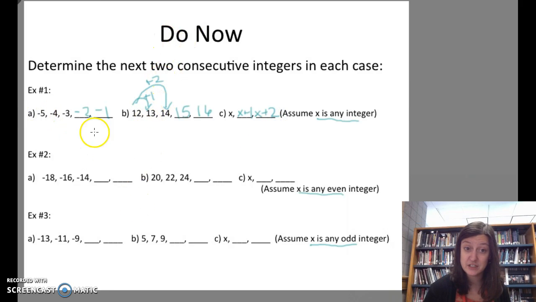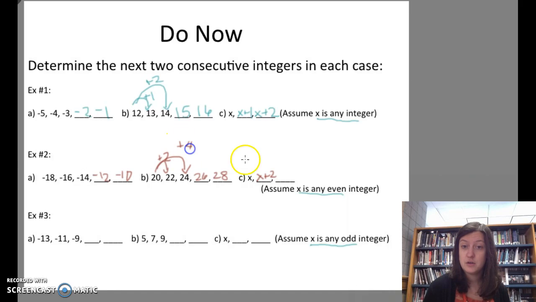Okay, even integers: 18, 16, 14, -12, -10, 26 and 28. So what's happening each and every time? This one went up by 2. This one from 20 to 24 went up by 4. So whatever we start at, you're skipping 1.